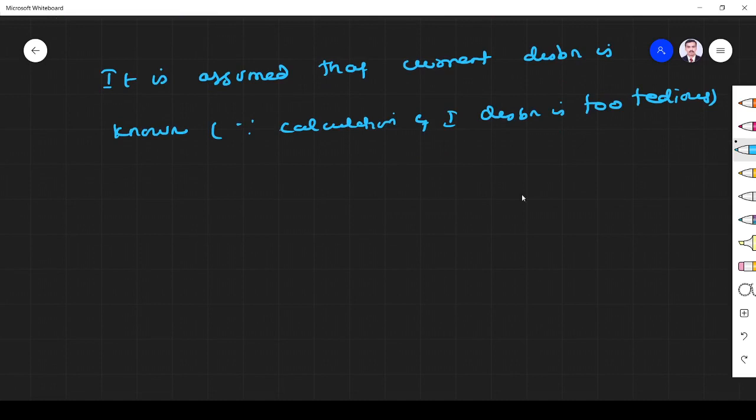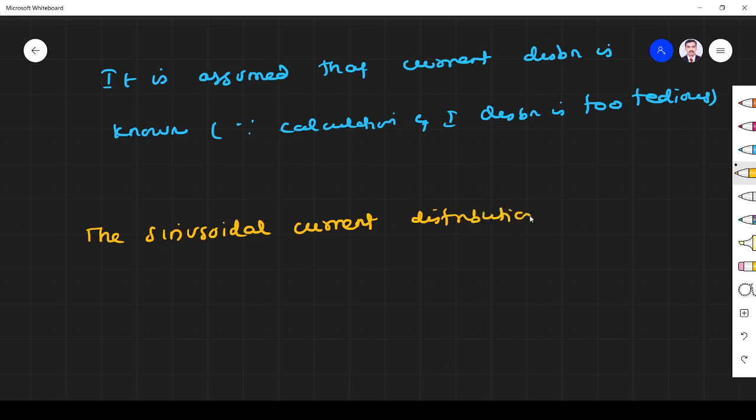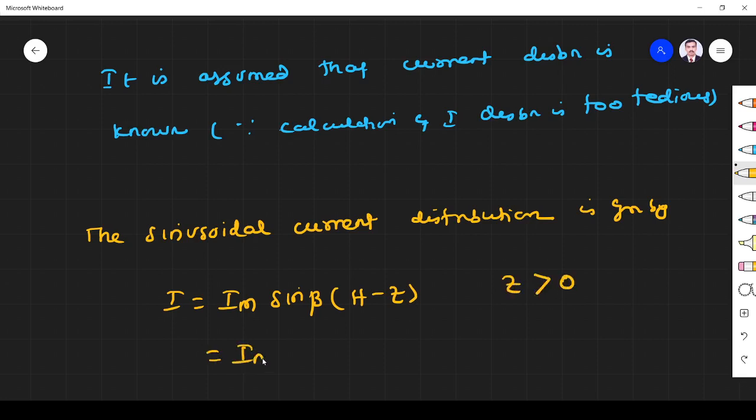Okay, so first we write what the sinusoidal current distribution is. Why are we taking sinusoidal? Because only a time varying current can produce radiation. So the sinusoidal current distribution is given by I equals I max sine beta (H minus Z) for Z greater than 0, and I equals I maximum sine beta (H plus Z) for Z less than 0, right? So you see, I M is the maximum current. Okay, you see why it is correct.